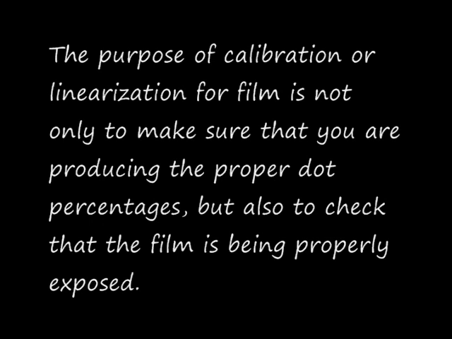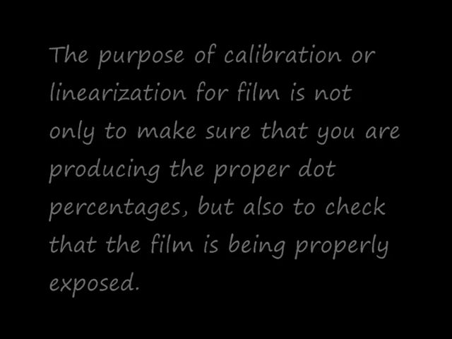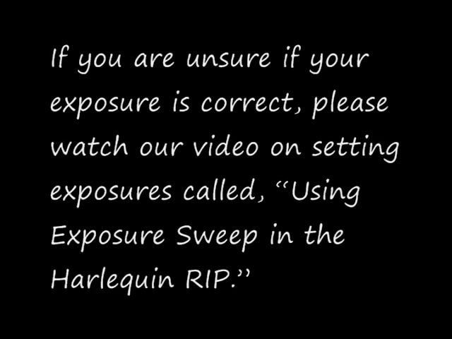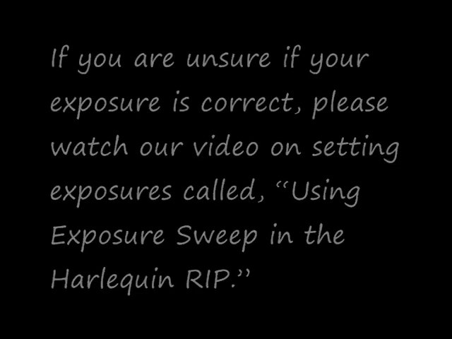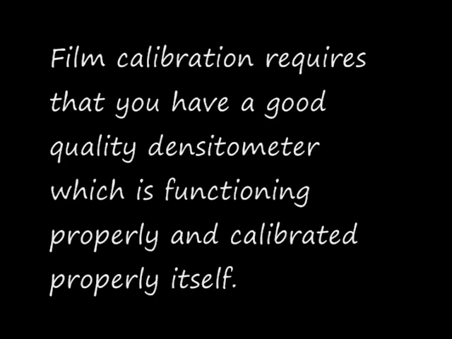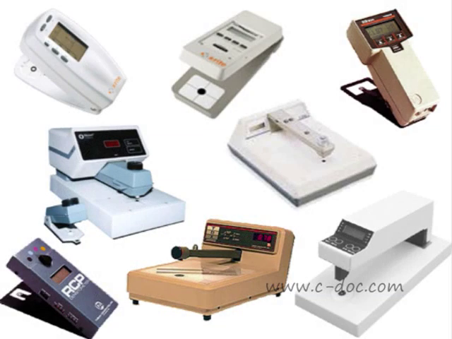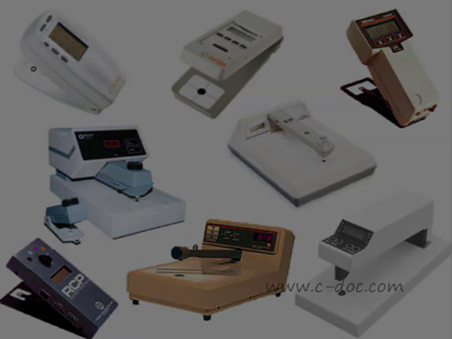The purpose of calibration or linearization for film is not only to make sure that you are producing the proper dot percentages, but also to check that the film is being properly exposed. If you are unsure if your exposure is correct, please watch our video on setting exposures called Using Exposure Sweep in the Harlequin RIP. Film calibration requires that you have a good quality densitometer which is functioning properly and is calibrated properly itself. Choosing the proper densitometer and calibrating it is beyond the scope of these Harlequin RIP tips. If you have questions about this, please contact us at CompuDoc or contact your film supplier for guidance.